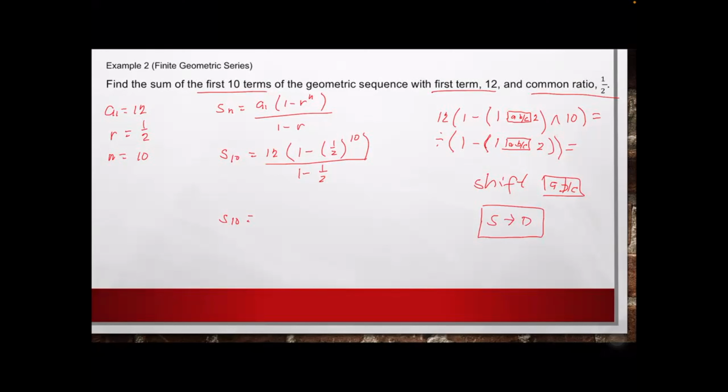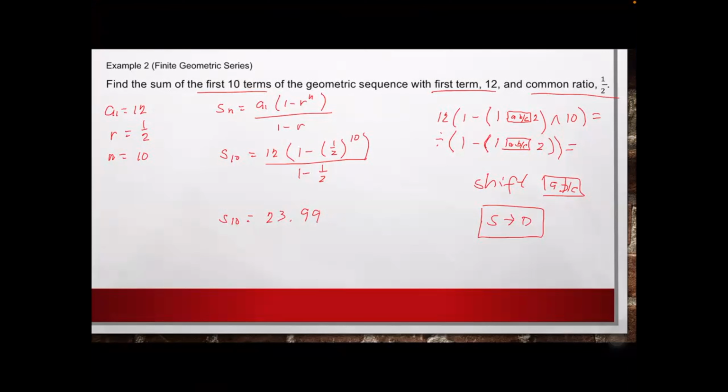Diaz, what's your answer? 23.9. 93.90. 900, rounded up. 99, rounded up to decimal lang. 23.99. 23.90. 99? Opo. 23.99. Double check lang yung sagot.